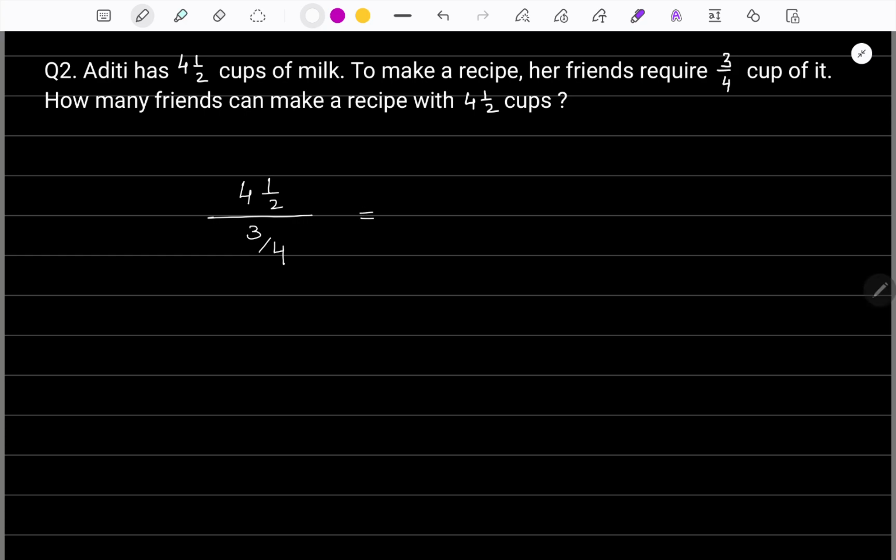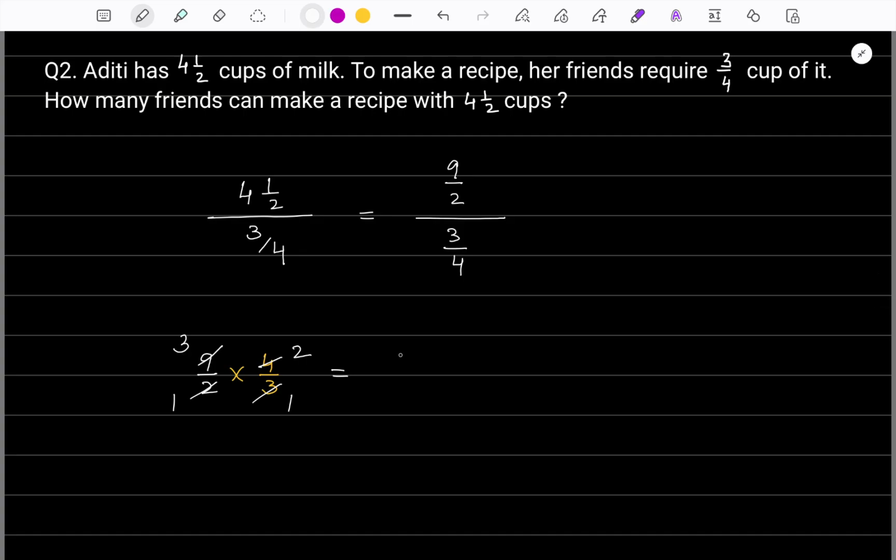So to solve, we convert mixed fraction into improper fraction, which is 9 by 2 divided by 3 by 4. So we know for dividing fractions, we have to write the first fraction as such, that is 9 by 2. And then we have to multiply it with the reciprocal of the second fraction. So that will be 4 by 3. When we solve this, 2 ones are 2 and 2 twos are 4. Similarly, 3 ones are 3 and 3 threes are 9. So numerator and denominators have been cancelling each other here.